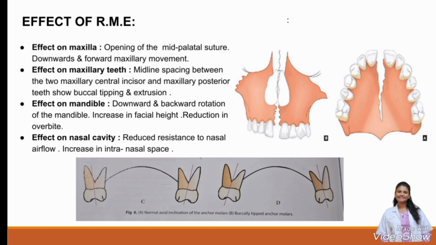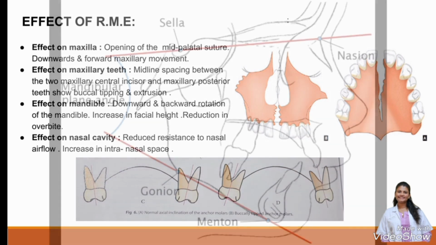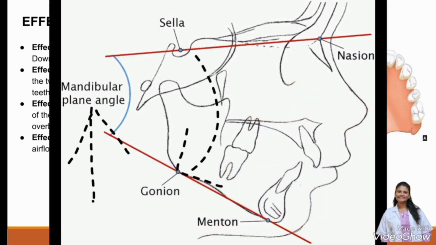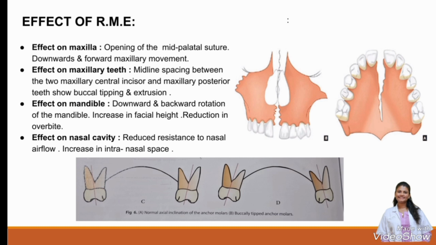Now the effect on mandible. There is an evident effect on the mandible: downward backward rotation of the mandible, increase in facial height, reduction in overbite and increase in mandibular plane angle. Next is the effect on the nasal cavity, which is also evident because of reduced resistance to nasal airflow by about 45 to 60%, which improves nasal breathing and also increases intranasal space. It is maximum in the inferior region of the nasal cavity and gradually decreases towards the superior aspect.